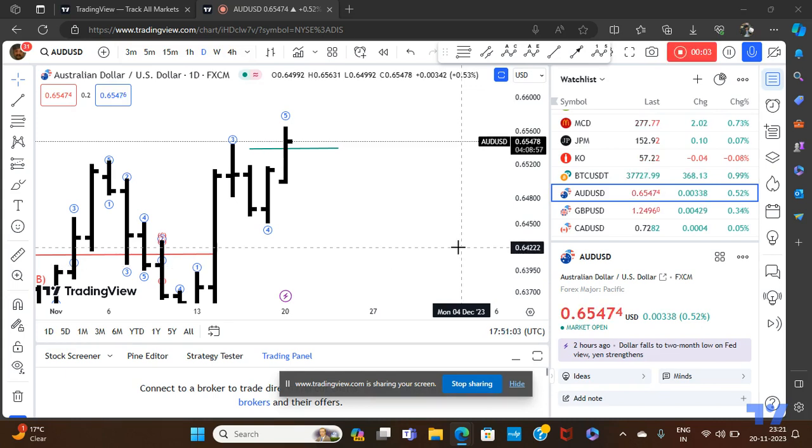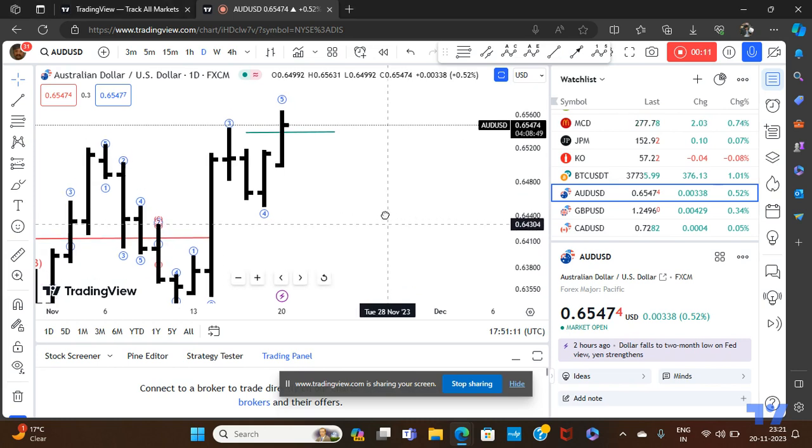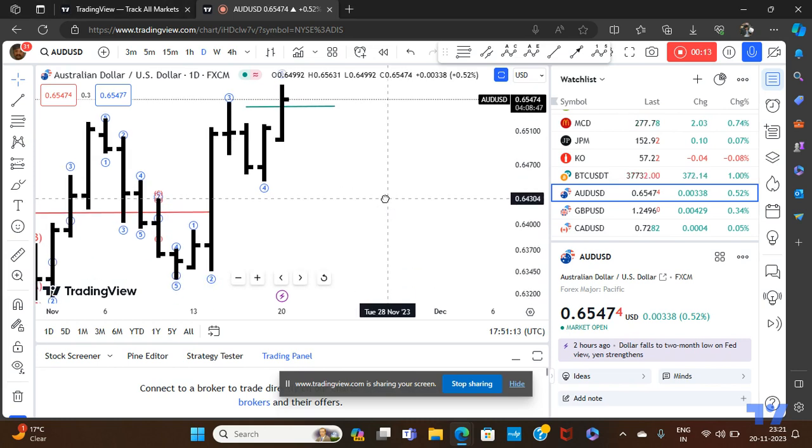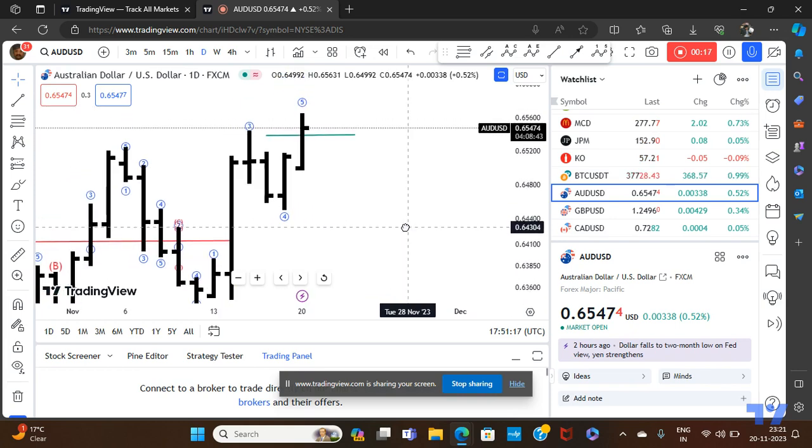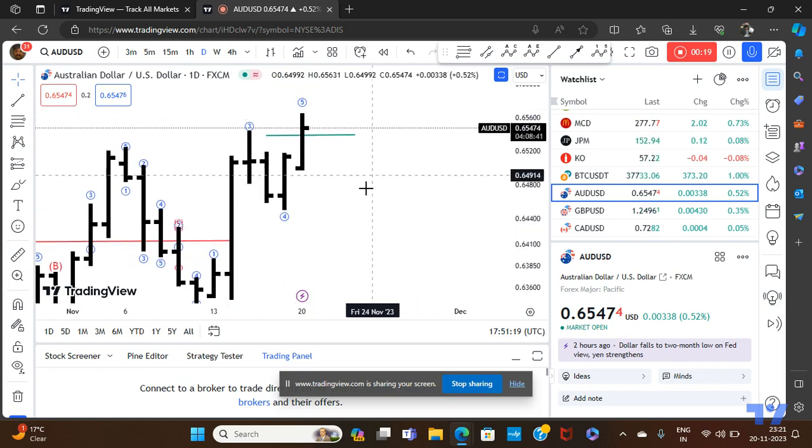Okay, this is Australian dollar USD, and since I'm following this currency pair and I'm marking the waves and correcting myself, today I'm talking about this setup. This is a very nice setup.